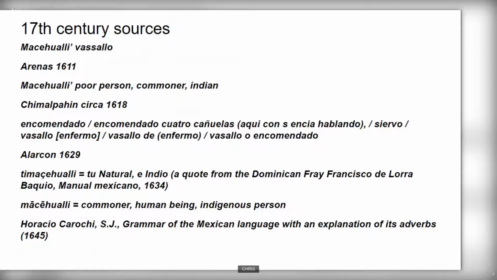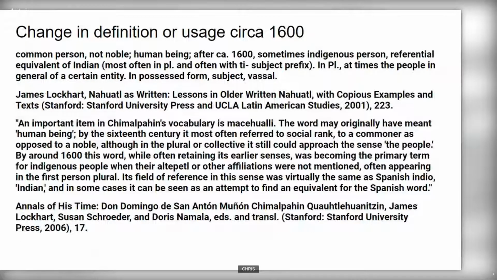And then Carochi, who is the one most quoted for the presence of vowel length, records it simply as an indigenous person, but he also records it as a human being and commoner. So I believe he's recorded basically all three stages of its original use: the original human being, then later, as society became more stratified, commoner, and then later, during colonial times, indigenous person. So that is the change in the definition.